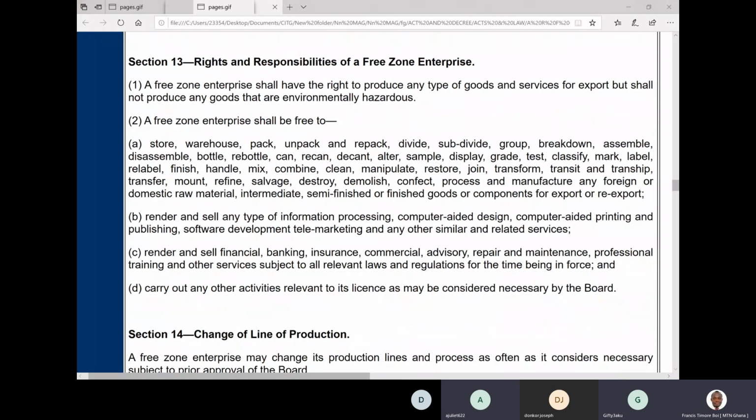Continue. B. To render and sell any type of information processing, computer-aided design, computer-aided printing and publishing, software development, telemarketing, and any other similar and related services. Good. You can also, it is not only product.